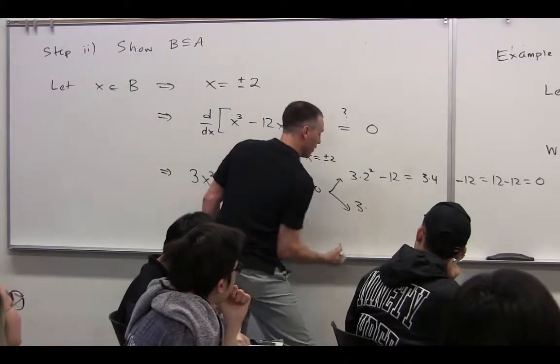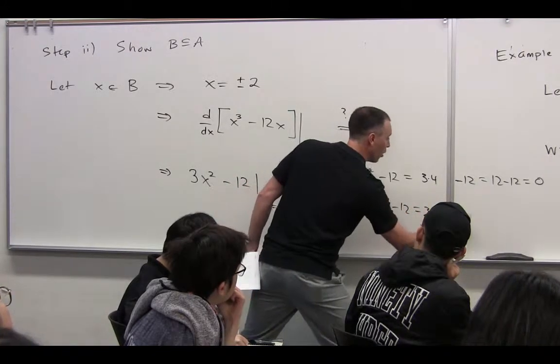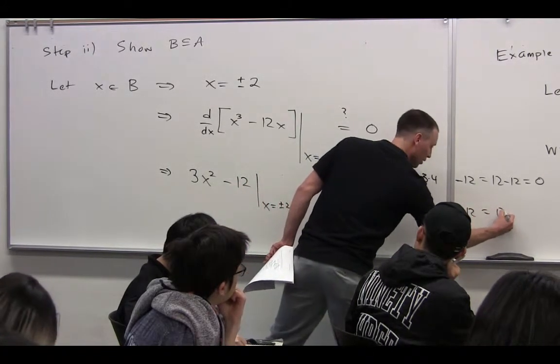This is 3 times 4 minus 12, which is 12 minus 12 equals 0. All right. Negative 2 squared minus 12, which is 3 times 4 minus 12, which is 12 minus 12.